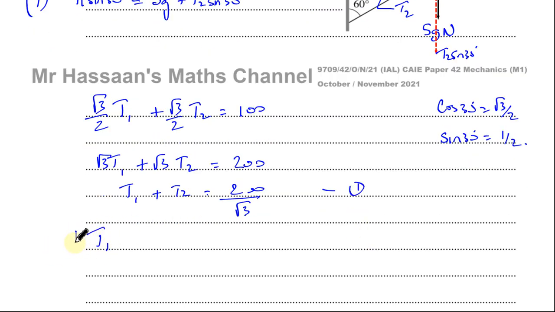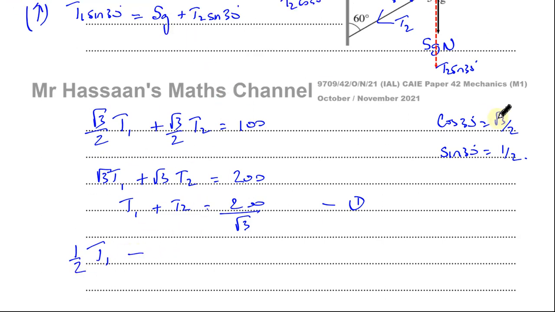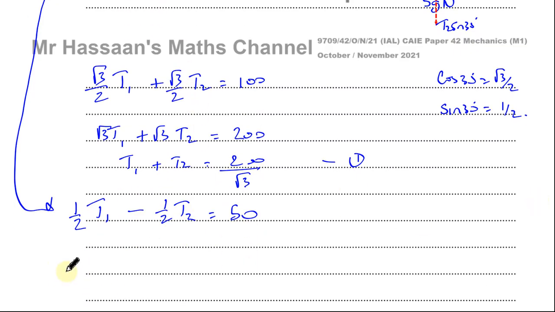That's one equation. And then I can take the other equation, which is T1 sine 30, which is going to be a half T1, minus T2 sine 30, which is going to be a half T2, is equal to 5G, which is 50. So I can take this equation and make it simpler, multiply both sides by 2. So I can say T1 minus T2 is equal to 100. So I have equation 2.